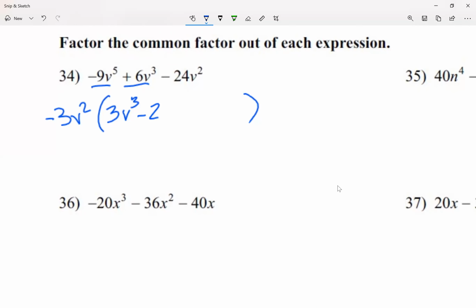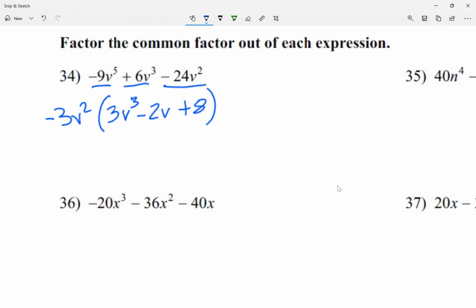And then letter-wise, remember I'm going to subtract 2 from each exponent. It's going to give me v to the 1. Lastly, negative 24 divided by negative 3 gives me a positive 8. Exponent-wise, v, I'm going to subtract 2, so v to the 0. Might as well not even write it. Now, to make it a little bit nicer, let me put my parentheses there.